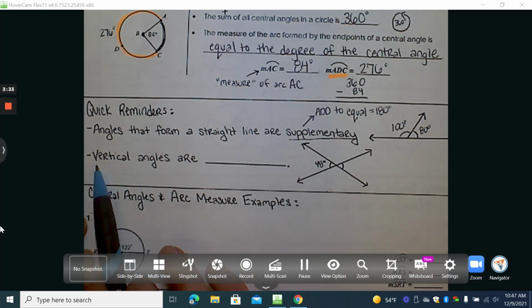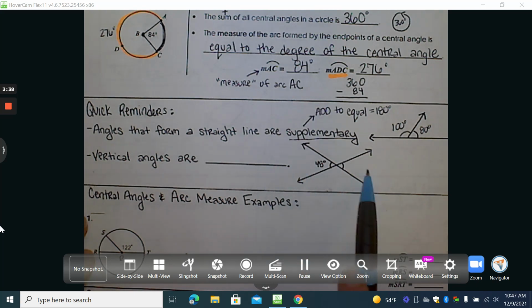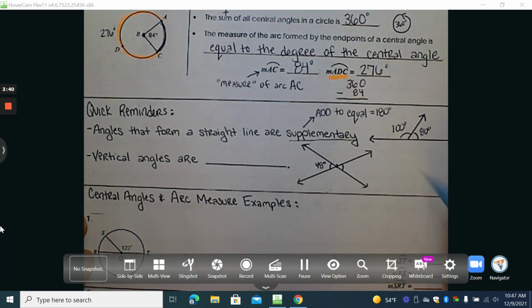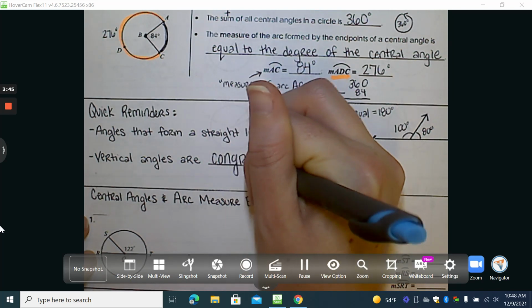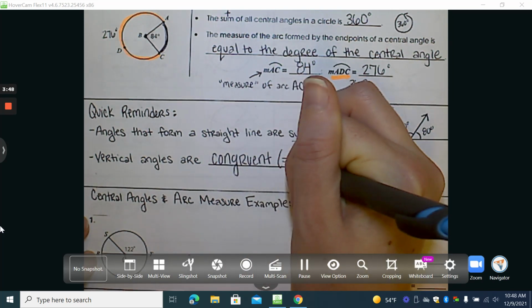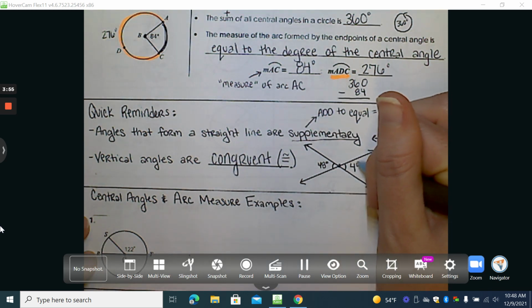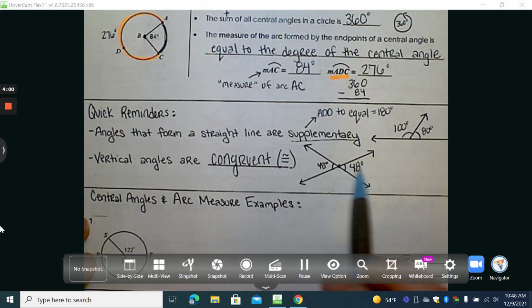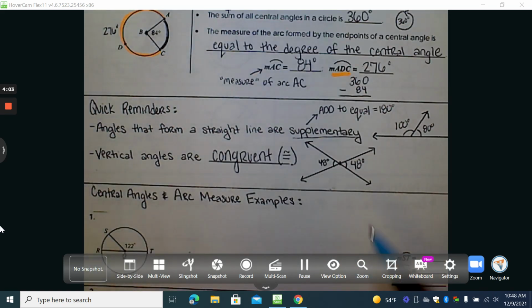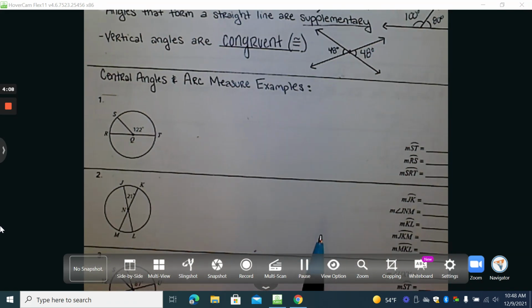The other special angle that we have learned about in the past is vertical angles, angles that are across from each other but share that same vertex. Those are congruent. In other words, they are equal to each other. So if this angle is 48 degrees, that would mean that that angle is also 48 degrees. They have the same two intersecting lines. They're directly across from each other, the exact same size. So we're going to remember this as we start trying to figure out some central angles and arc measurements.